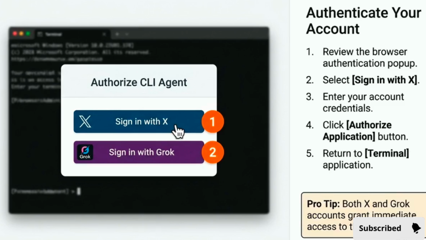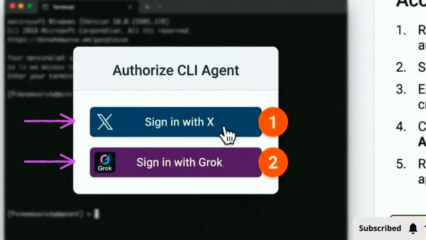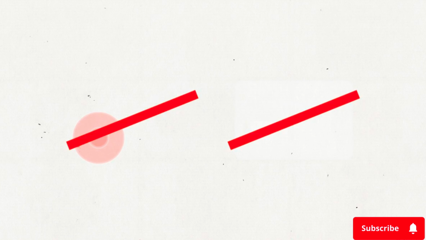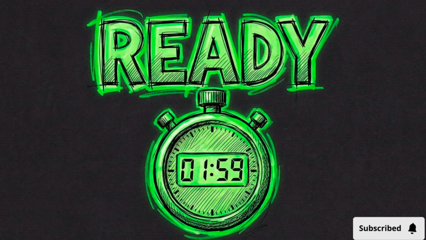Type the word Grok and hit enter. This triggers a browser pop-up UI asking you to authenticate your account. You can log in using either your X credentials or a dedicated Grok account. Notice what is missing from this process. You do not need to generate a complex API key, and you are not asked to provide credit card information for the free tier. By removing these standard paywalls and complex setup steps, the developers have created a frictionless onboarding flow. You get immediate, functioning access to a top-tier AI model in under 2 minutes.